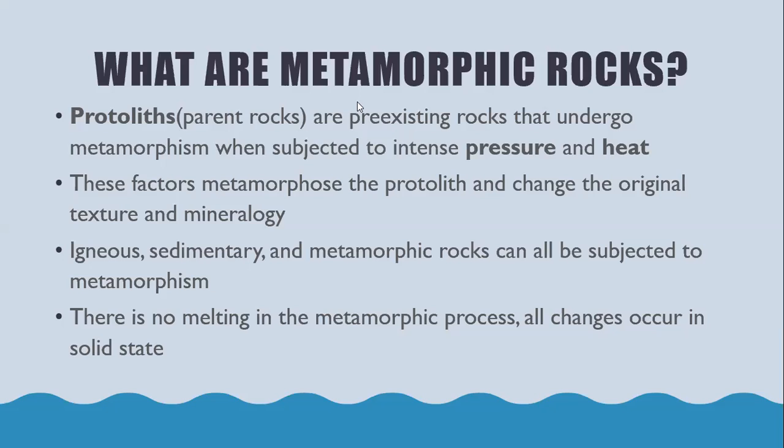Another takeaway is that even though it goes through heat and pressure, there is no melting in the metamorphic process. If a rock does melt and then it cools, that's an igneous rock. Any rock that undergoes melting is an igneous rock. So you have a parent rock that could be igneous, sedimentary, or metamorphic. It goes through intense heat and pressure, and it becomes a metamorphic rock.